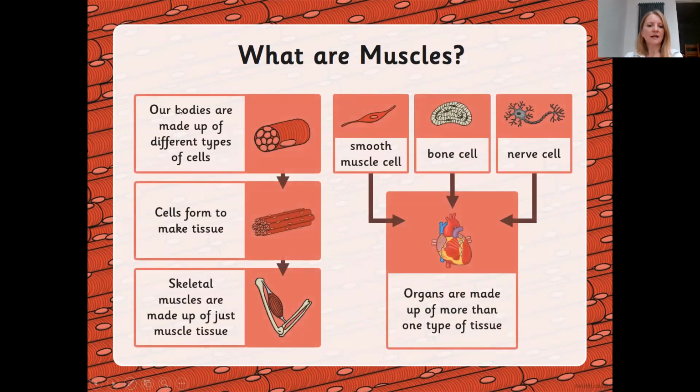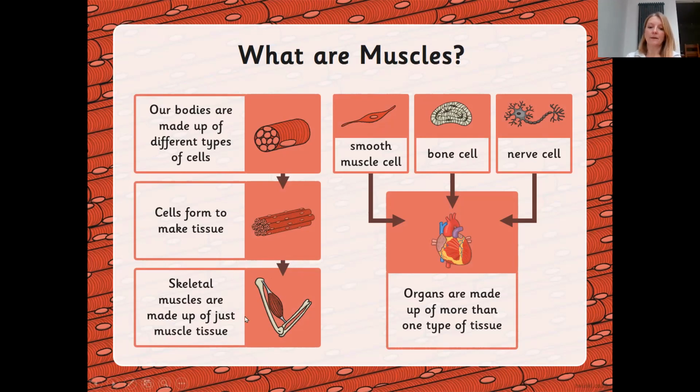Okay, so just have a look at this down the left-hand side to begin with. Your bodies are very, very complicated things, and your body is made up of lots and lots of different types of cells. So you have bone cells, blood cells, hair cells, eye cells, skin cells, all different types of cells in your body. Now those cells join together to make something called a tissue. So you have skin tissue, which is made up of skin cells. And this is the same with muscles. Muscles are made up of muscle cells, and then they go together to make tissue.